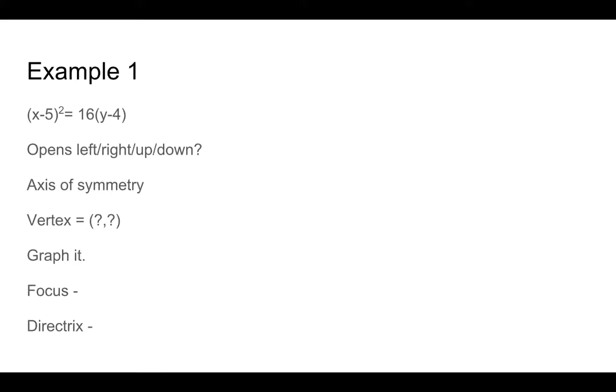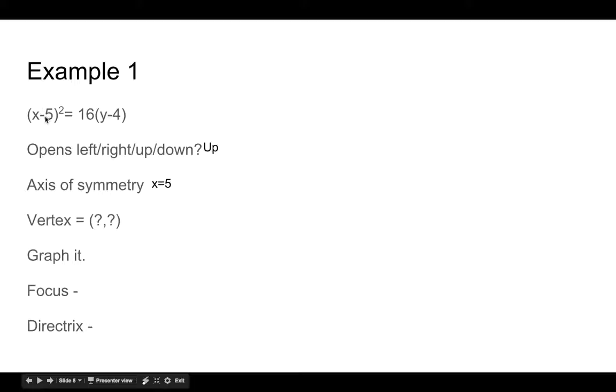Here's one example. Pause the video right now to do the following. Alright, so we have (x minus 5) squared equals 16(y minus 4). As I taught you guys earlier, x is being squared, so it means it will go up or down. And since the h value right here is being subtracted, it means it's going up. What is the axis of symmetry? Basically, where is x going to be? x is going to be equal to 5 when you graph it.